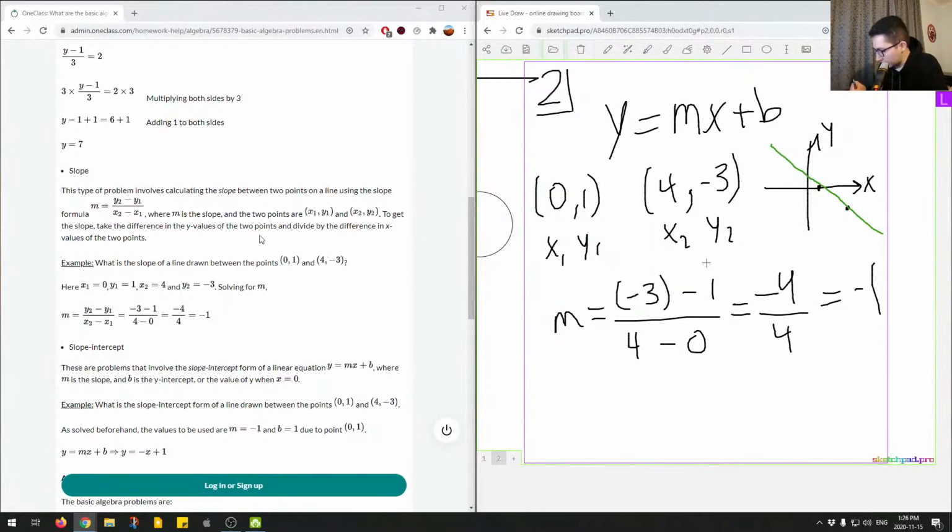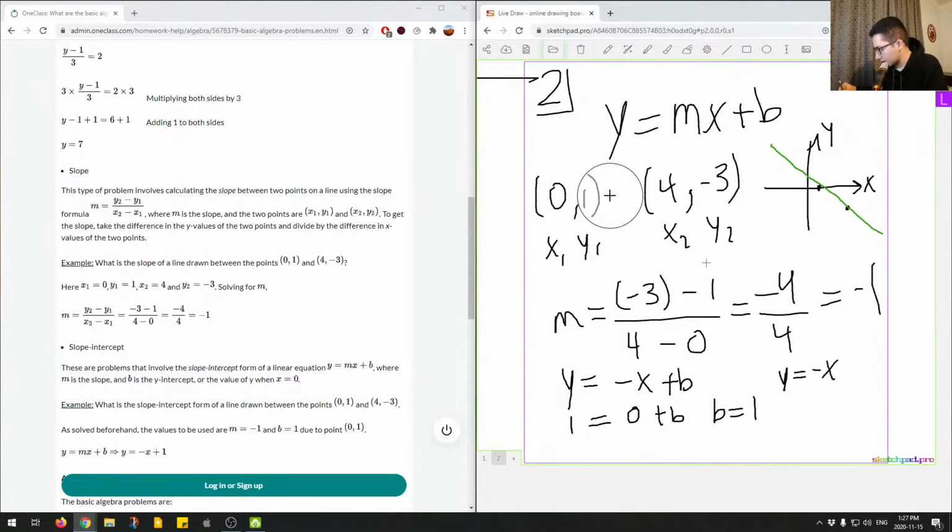So now we know that the equation is y is equal to negative x plus b. So the negative here is negative 1 for m. The question doesn't go on to solve for b, but let's say you wanted to do that. All you have to do is sub in one of these points. So if I substitute in 0 and 1 into this equation, x is 0 and y is 1. So we'd have 1 equal to 0 plus b, and we know b is equal to 1. So the actual equation is negative x plus 1.